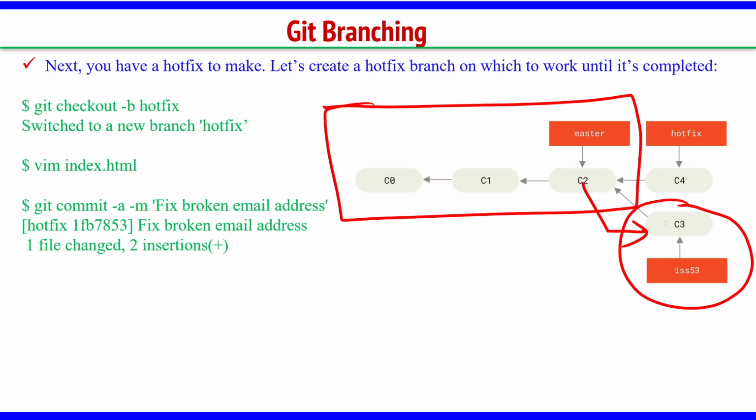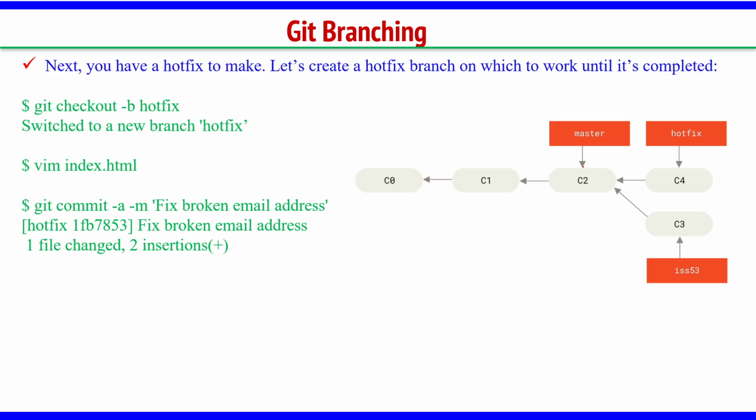While doing that process, in the main line, a new problem came. Some email address issue came. So you left this C3 aside, you went back to C2, you made that change in C2 and you made a new commit. That is called C4. That is the new commit you have made, C4.